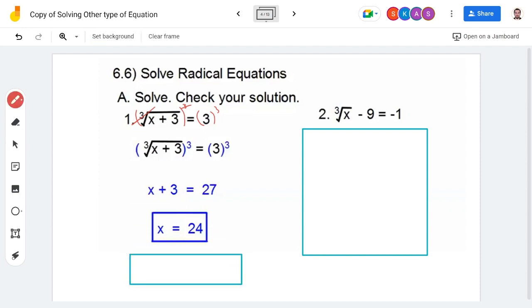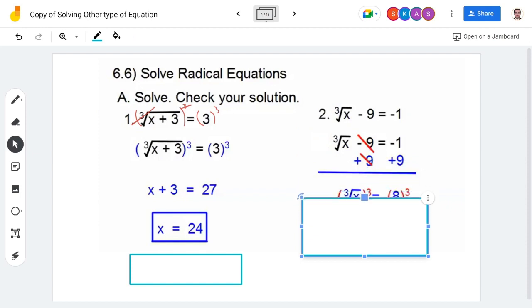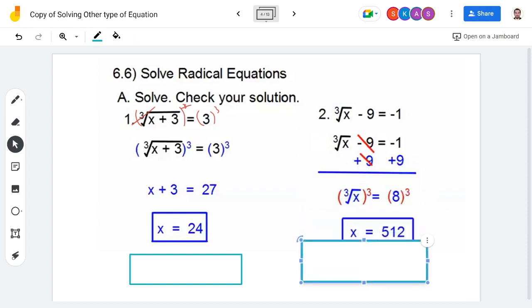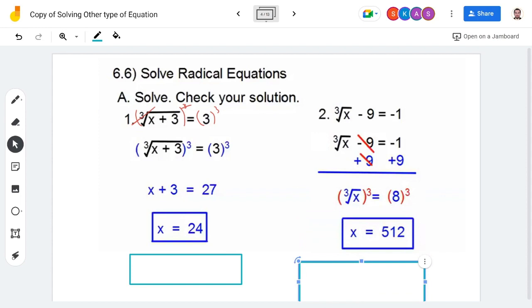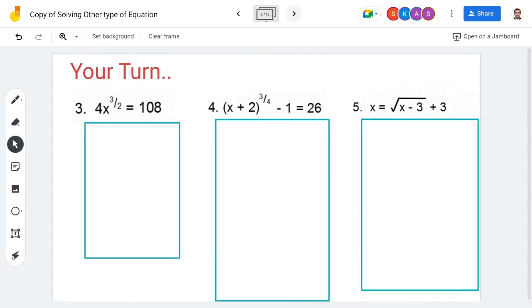This one here, what do you need to do? First simplify. Let's add 9. Then cube. So as you can see, you get 512. Solve this one by yourself. It's an easy question, girls.